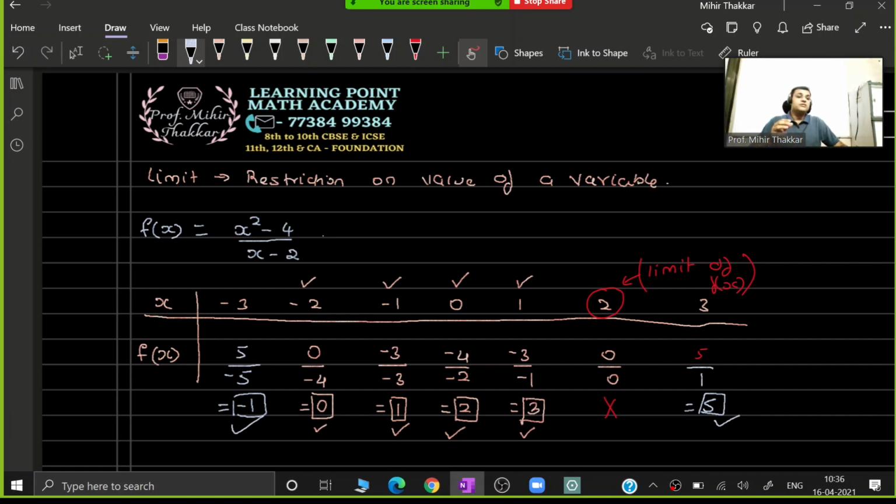So guys, this is the basic meaning of the word limit. Like, what is the restriction on the value of x for the given function? Now, what I did just now is to explain to you the concept of limit, guys. You don't have to do this in your actual examples. You will be given the limit value. You just have to substitute and check whether it is getting satisfied.